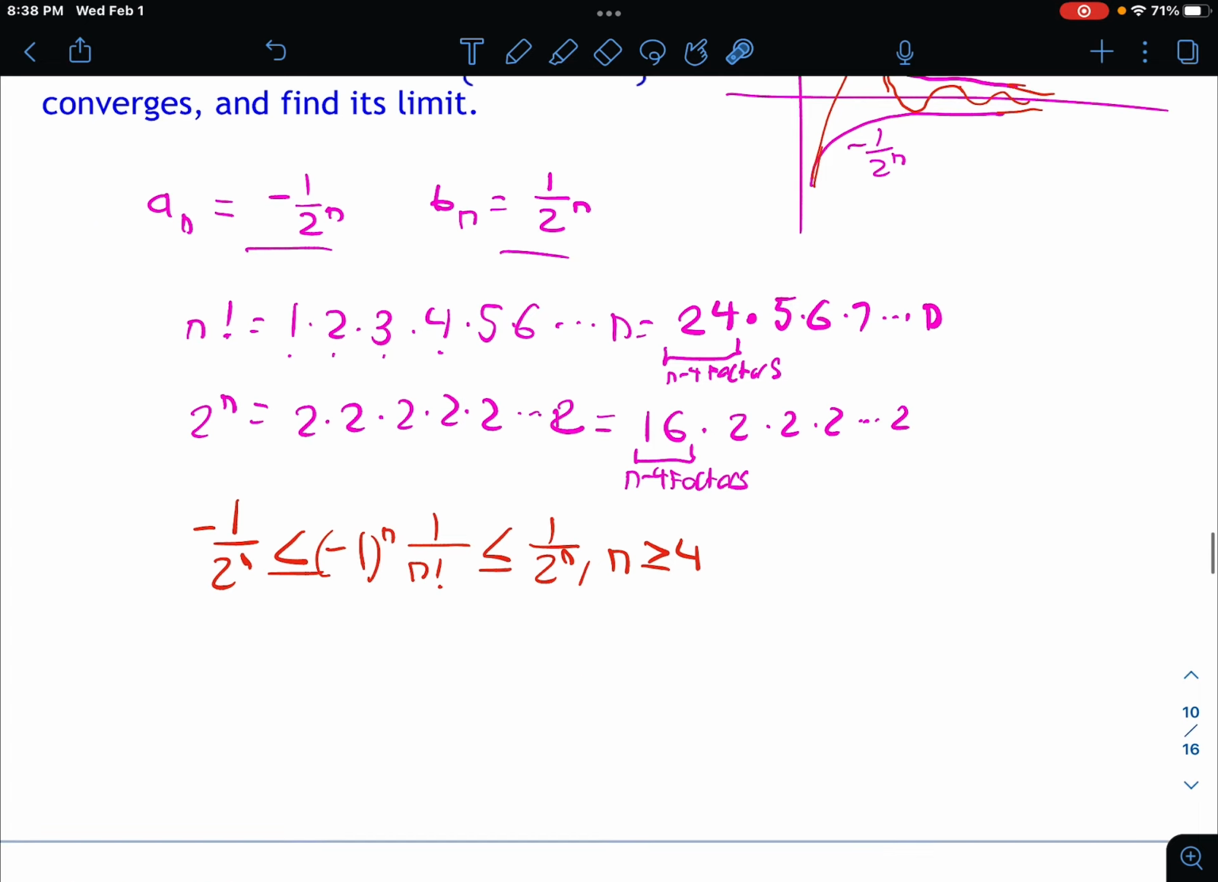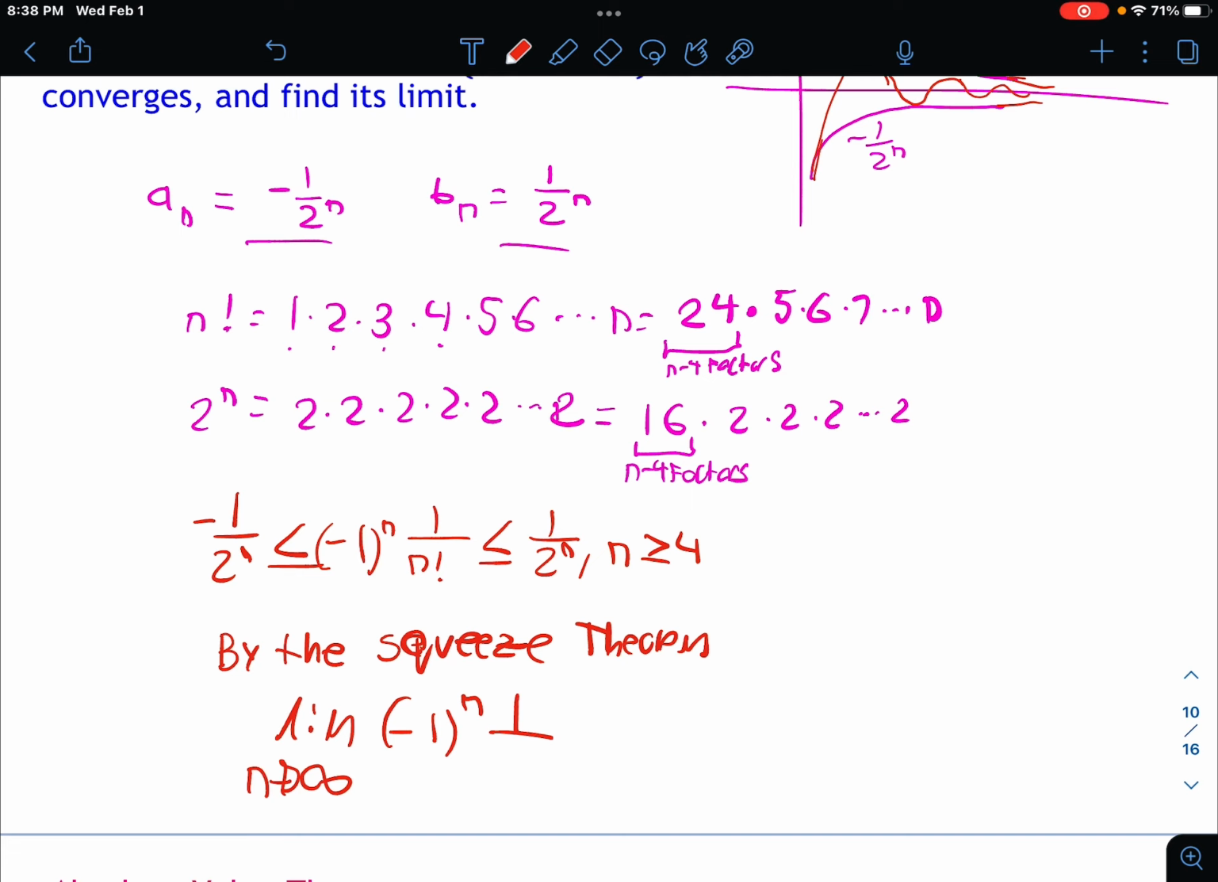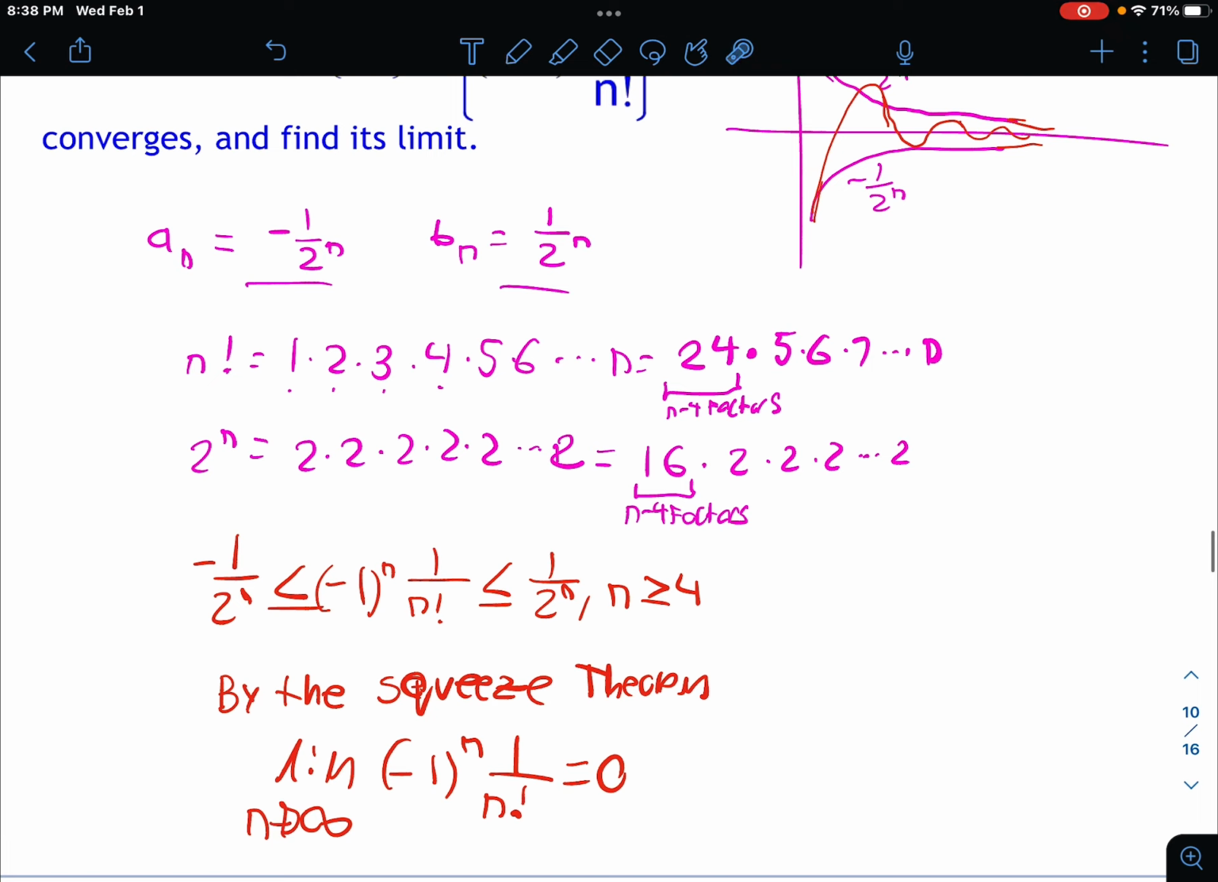So what we know, because of the squeeze theorem, by the squeeze theorem, we know that the limit as n approaches infinity of negative 1 to the power of n over 1 over n factorial is going to approach 0. Just as we looked out here, it's getting closer and closer to 0. It's bounded by these two things that we know approach 0 as we go towards infinity.